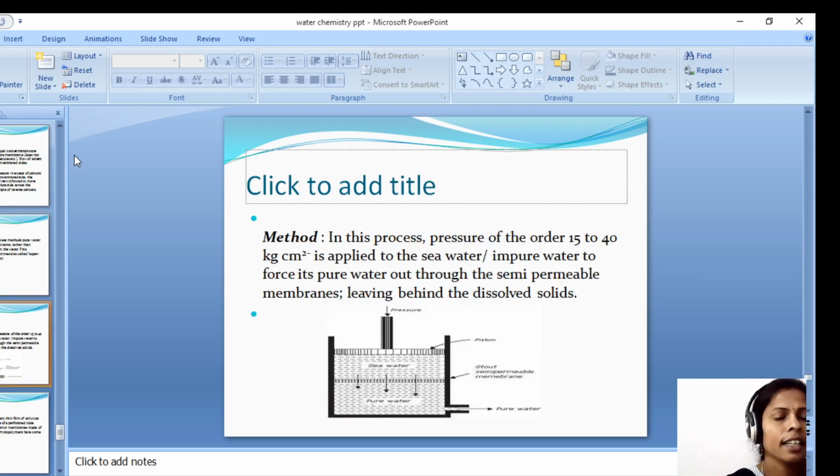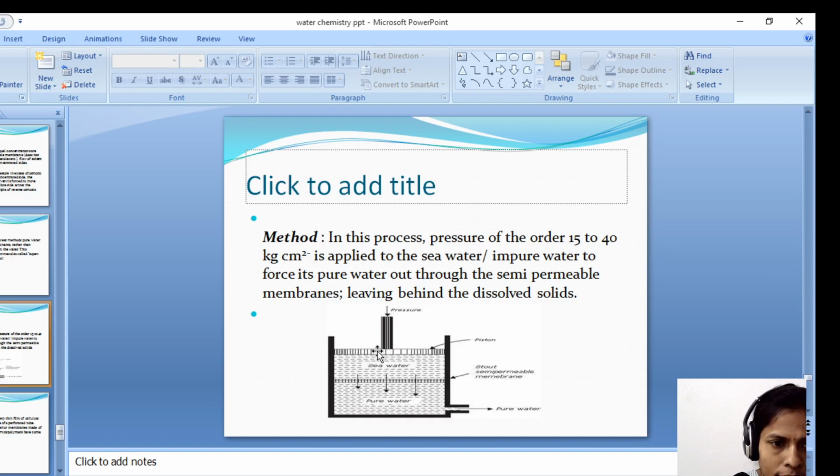So let us see it diagrammatically. First let us see what the method is. In this process, a pressure of 15 to 40 kg per centimeter square is applied to the seawater or the impure water to force its pure water out through the semi-permeable membrane. So what are we doing? We are applying the pressure. How much pressure are we applying? Around 15 to 40 kg per centimeter square pressure is applied on the seawater.